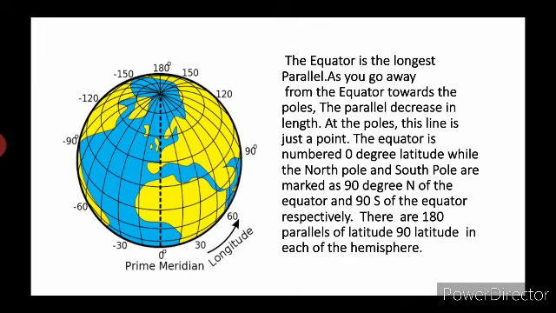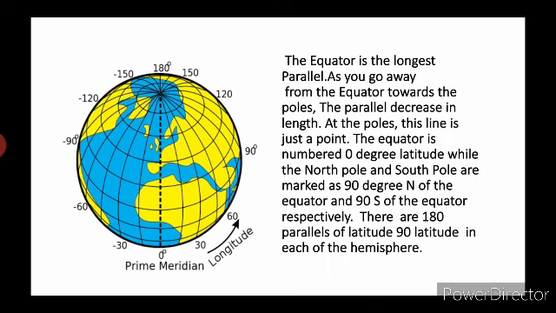Now we can understand about the equator. The equator is the longest parallel, the longest line on the globe. As you go away from the equator towards the poles, the parallels decrease in length. If you start to measure from the pole, then it decreases in length. At the poles this line is just a point, so it is just a point.